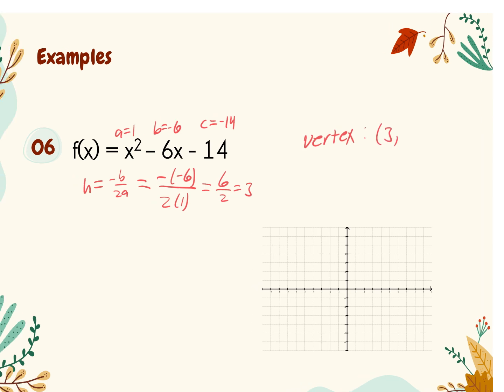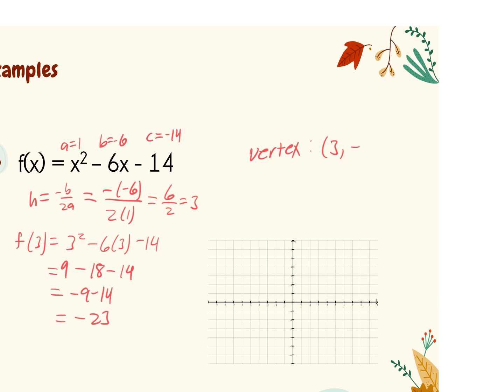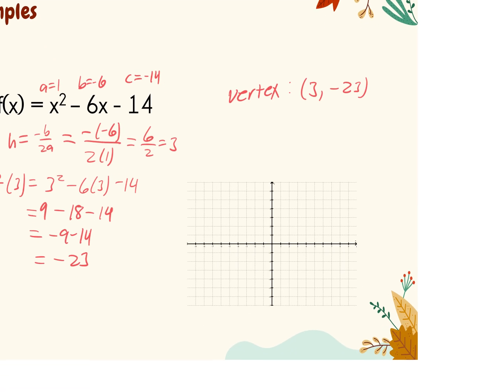To find the y-coordinate, or the k value, you're going to plug in 3 into your function. So we're going to have f of 3. That's going to become 3 squared minus 6 times 3 minus 14. And 3 squared is going to get you 9 minus 6 times 3 is 18 minus 14. And so we get that this is negative 9 minus 14 equals negative 23. And so the y-coordinate of our vertex is negative 23. So I'm going to go ahead and plot that point now.